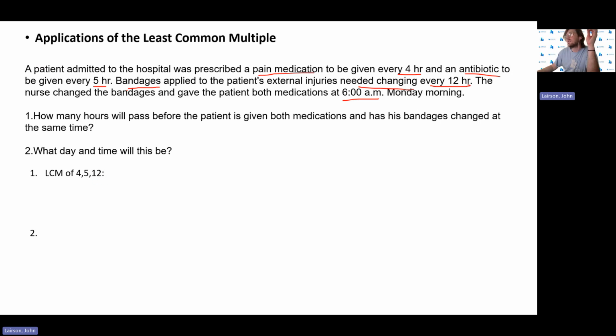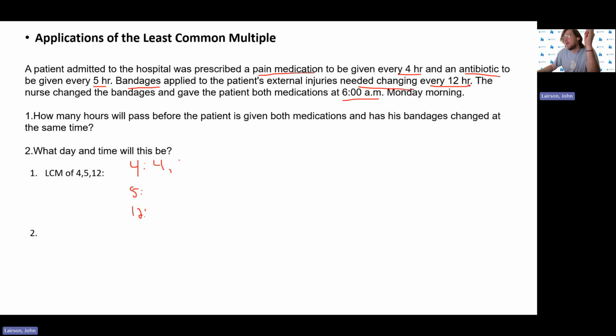4 hours, 12 hours, and 5 hours, that least common multiple will be the next time that they apply all three of them at the same time, give them the two medications and change their bandages. So I'm going to find the least common multiple by counting by fours, counting by fives, and counting by 12s. So let's count by fours.